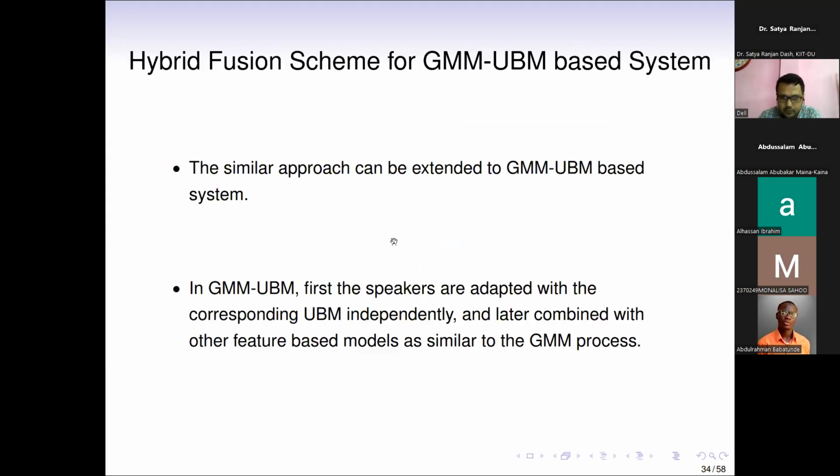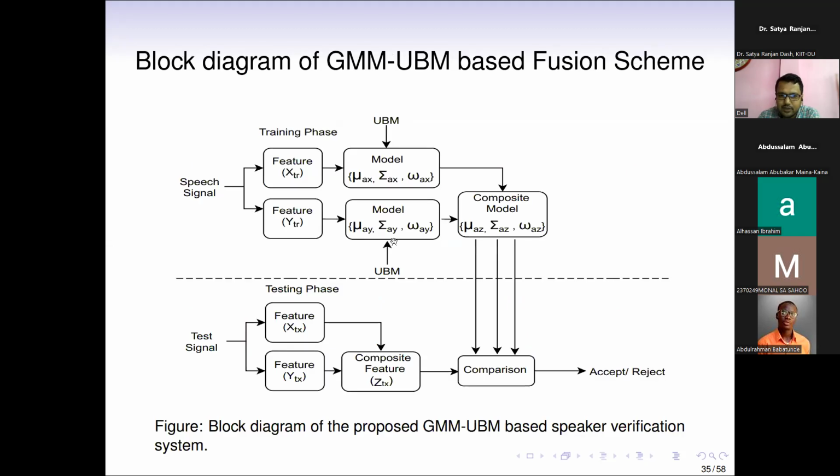Now we have the fusion. GMM-UBM is also similar. You know that the only difference is that first speakers are adapted with the corresponding UBM independently, then we pad it. Now it is almost similar. And we only keep accept and reject because GMM-UBM is normally only used in the speaker verification task, not used in speaker identification. So here the only difference is that the UBM is used to adapt the speaker models.